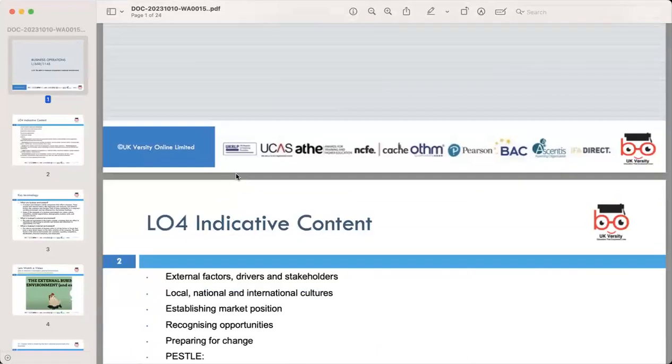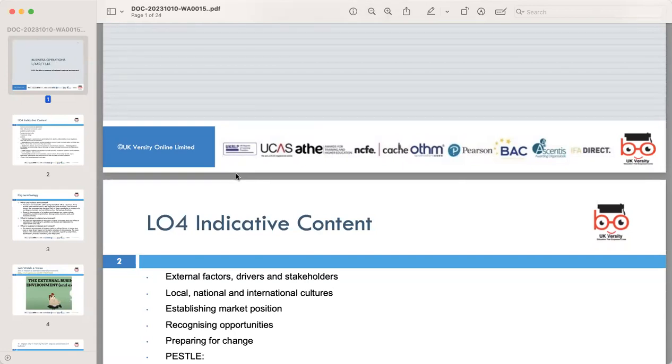So let's get started. Before I start, I will just refresh our previous topic. In the previous lecture, we discussed the critical topic of measuring a business external environment, which is essential for understanding the factors that influence a company's operations and success. We focused on learning outcome 3 and explored various key aspects.